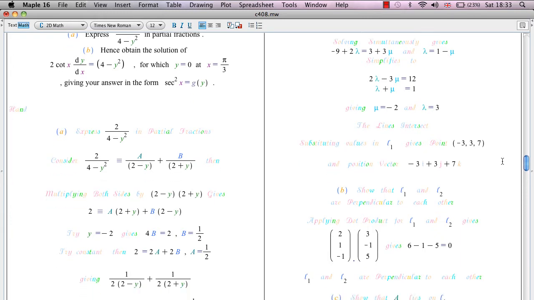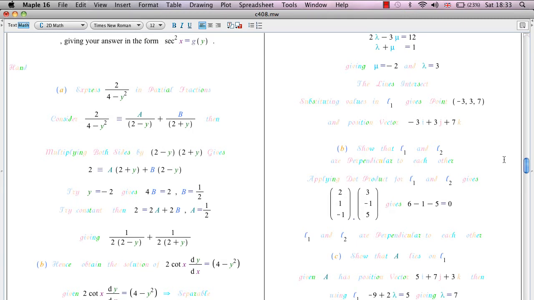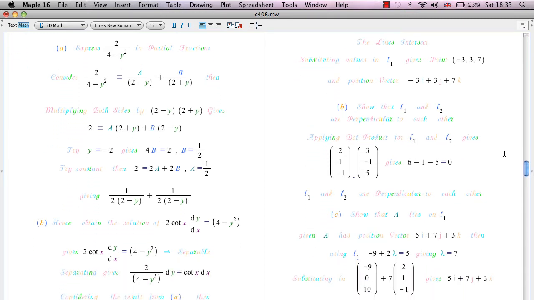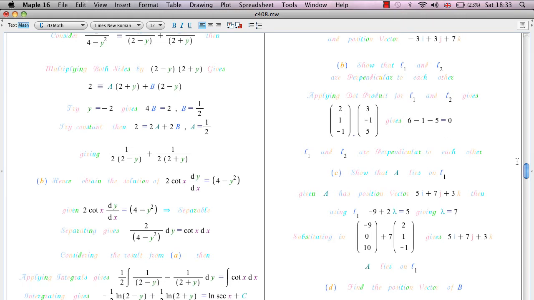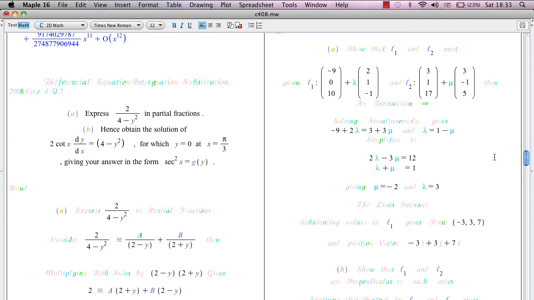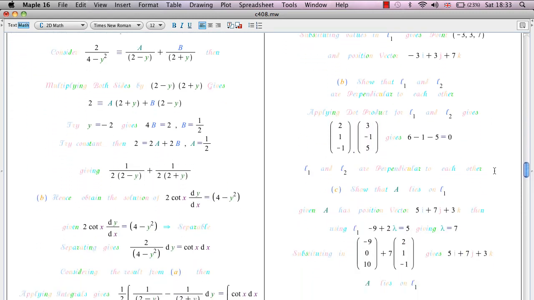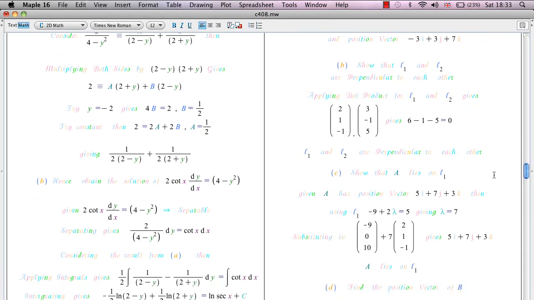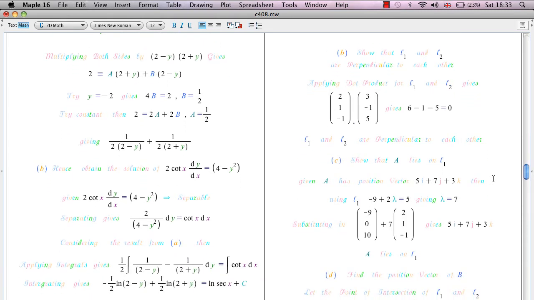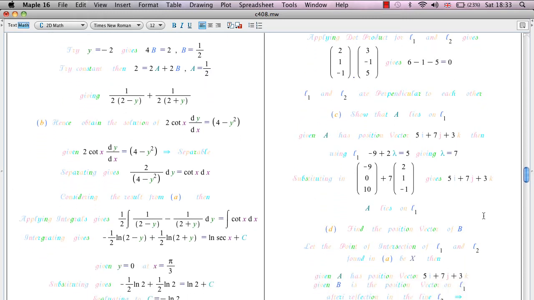So to show that they're perpendicular, the dot product of their direction vectors will be 0. They are perpendicular. So considering A lies on L1, then minus 9 plus 2 lambda will be 5 for A on L1, giving lambda equals 7. So using lambda equals 7 for the vector equation, A lies on L1.